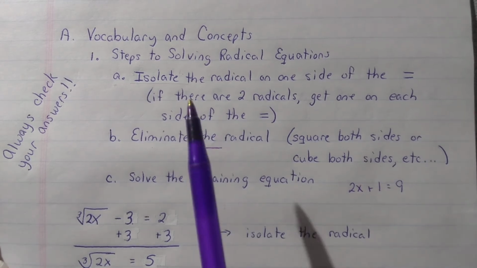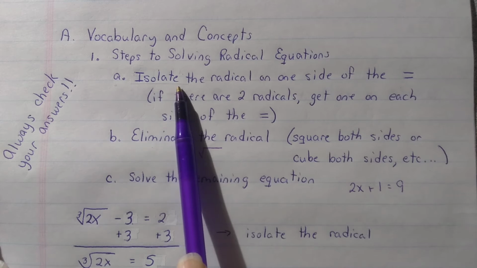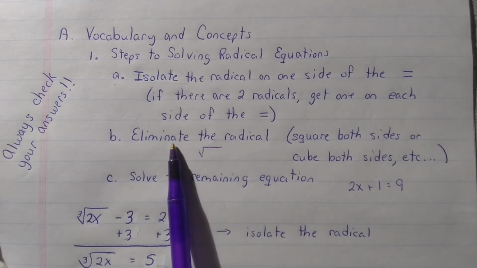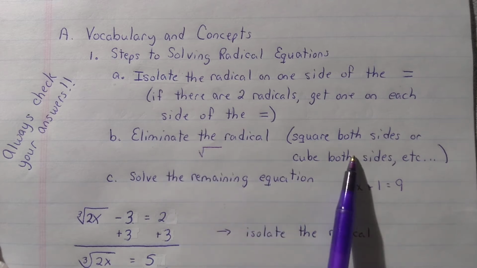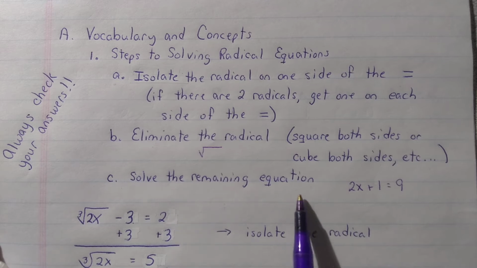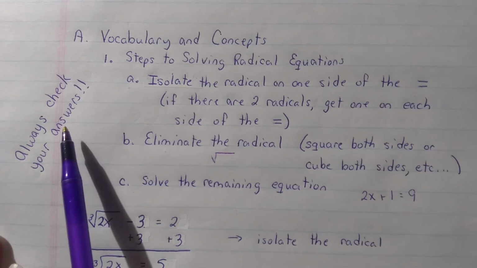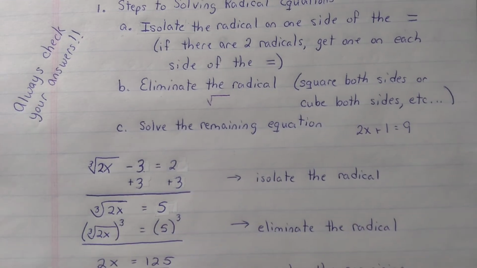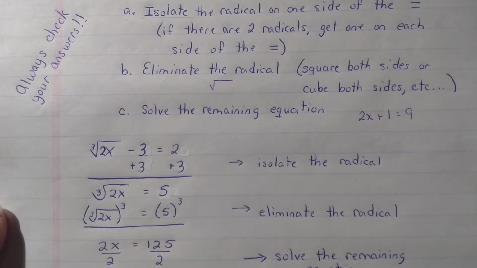Again, our steps will be isolate the radical, which means get it by itself. Eliminate the radical, which means square, cube, whatever you have to do on both sides. Solve the remaining equation, which will be a basic algebra equation. And remember, please always check your answers. Examples of those steps look like this.